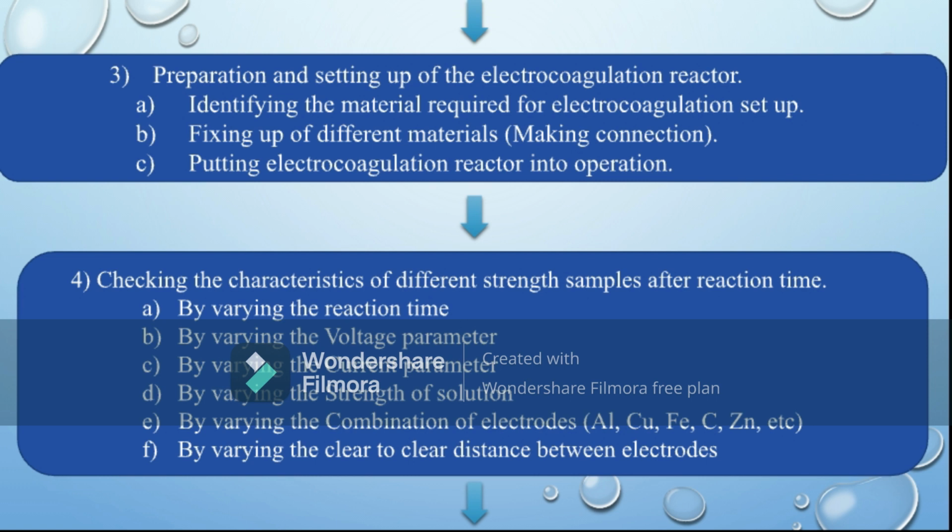Preparation and setting up of the electrocoagulation reactor, identifying the material required for the electrocoagulation setup, mixing up of different materials, putting the electrocoagulation reactor into operation. Next, checking the characteristics of different samples after reaction time by varying the reaction time, by varying the voltage parameter, by varying the current parameter, by varying the strength of solution, by varying the combination of electrodes such as aluminum, copper, iron, carbon, zinc, etc. and by varying the clear distance between electrodes.